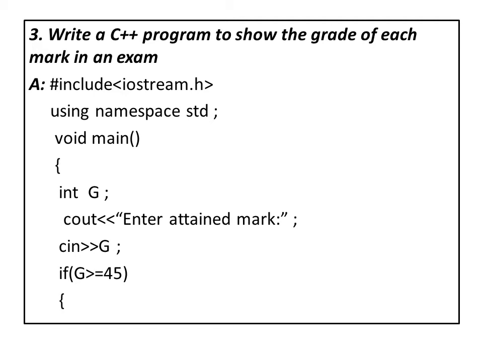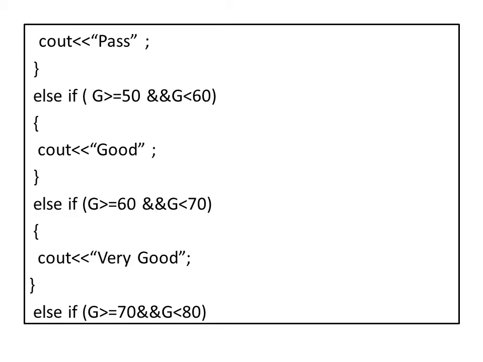Now we enter the attained mark. Suppose it's greater than or equal to 45, that means we'll get pass. But suppose it's more than 45, say 50 or 60, there's more till 100, right? So we'll go to the else statement, with the condition that if g is greater than or equal to 50 and less than 60, the grade attained will be good. Again we go for the other else if statement, g greater than or equal to 60 and g less than 70, it will show very good.